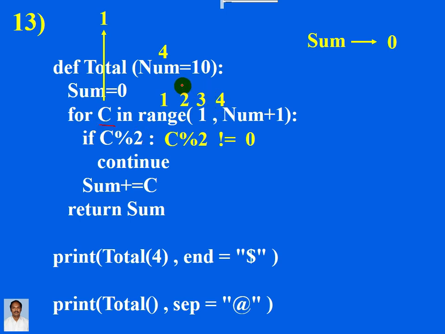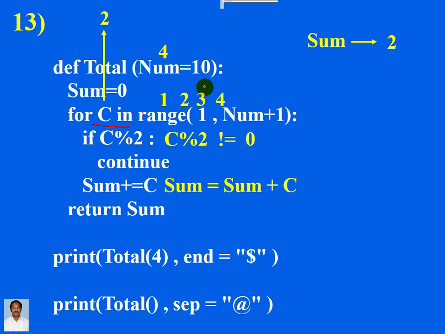C takes the next integer in the range, that is 2. 2 modulo 2. When you divide 2 by 2, remainder 0. 0 not equal to 0 is false. So this will not be executed. The control will come here. This is short form and this is the expanded form. Variable sum contains 0. Variable C contains 2. So you can say 0 plus 2, 2. Now your variable sum will contain 2.